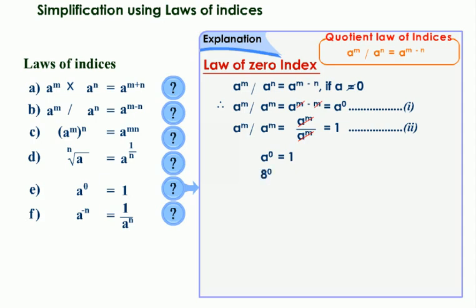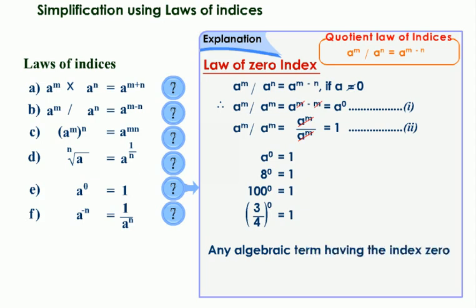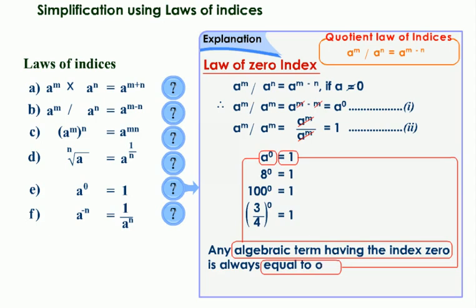Thus, 8^0 equals 1. 100^0 equals 1. (3/4)^0 equals 1, and so on. Thus, any algebraic term having the index 0 is always equal to 1. But 0^0 is not equal to 1.